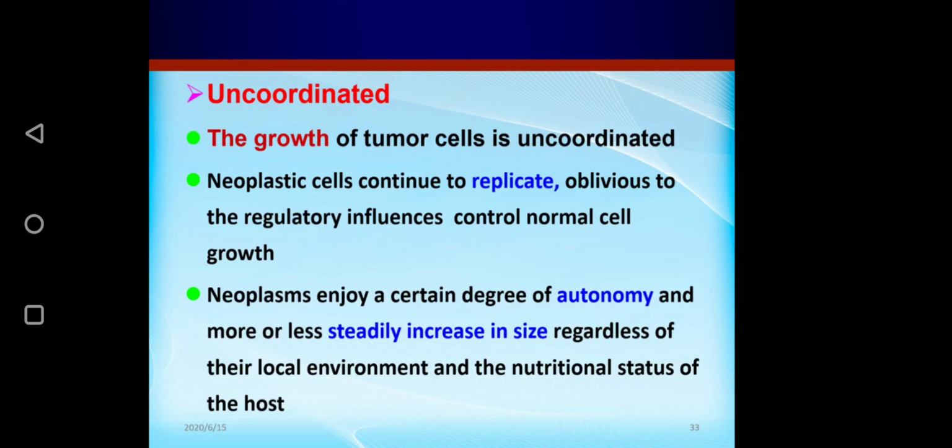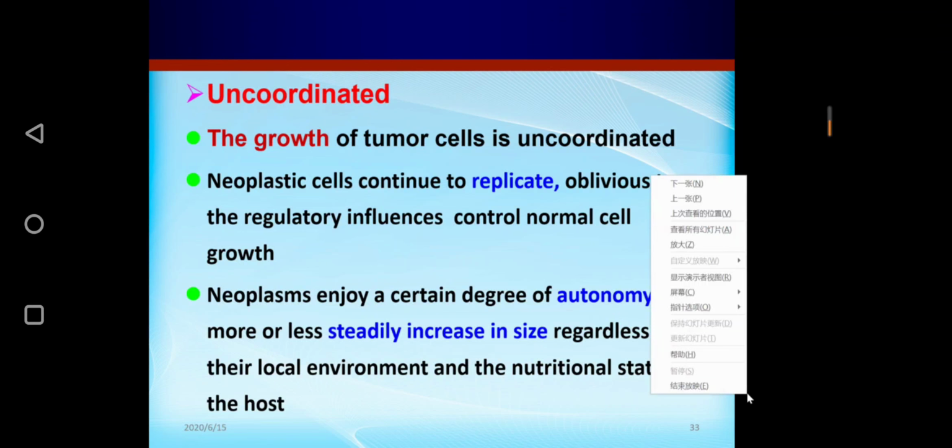Okay, so that's all for the definition of neoplasm. You need to master the definition. What is neoplasm? What is neoplasia? And the differences between neoplastic lesions and non-neoplastic lesions. And you need to master the two behavior features of neoplasm. The first is immature. The second is uncoordinated. Okay, that's all.